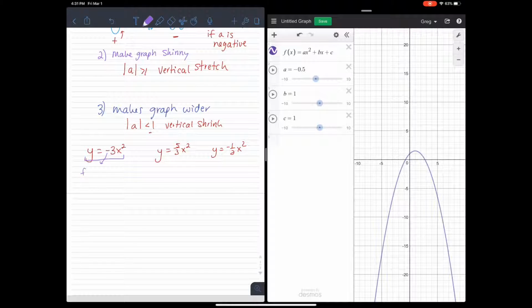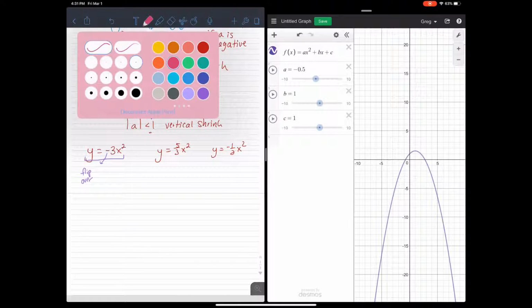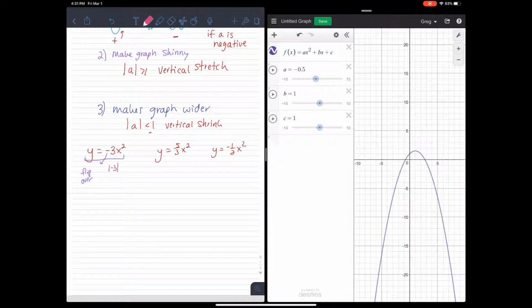Because there's a negative sign, it's going to flip over. If I ignore the sign, meaning if I take the absolute value of a, so get rid of the sign, that just turns into a positive 3. Well, 3 is bigger than 1, so we're going to call that a vertical stretch.